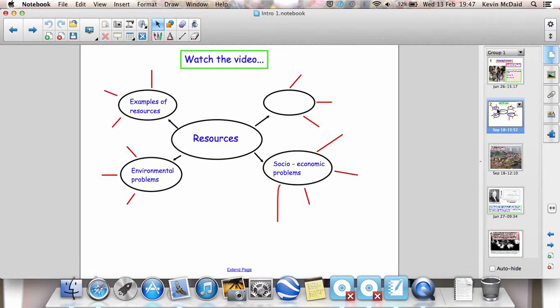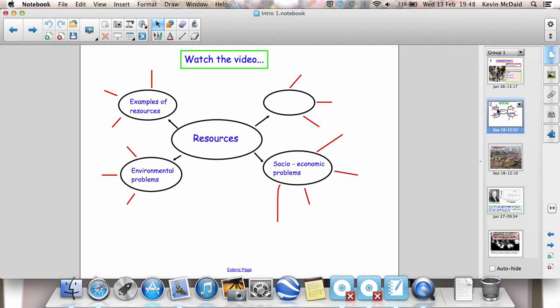But they also cause socio-economic problems. Socio, things to do with people; economic, things to do with money. For instance, the more oil we use for petrol means that as it gets more scarce, the price of oil and the price of petrol goes up. That can affect everyone. That will affect you when you buy your tram tickets, when you buy your bus tickets, because the companies are having to pay more money to fuel their vehicles.